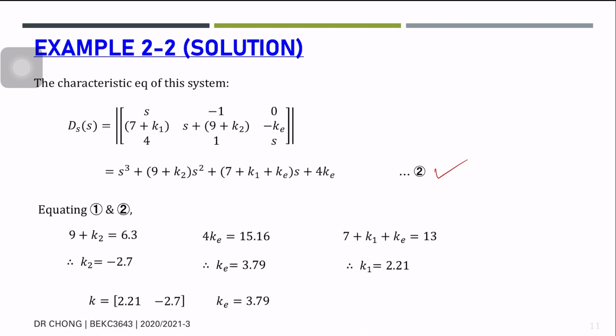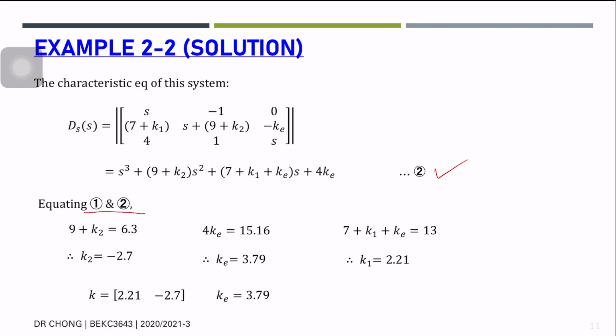Then you compare equation 1 from step 1 just now and this equation 2. Then you can get the values of K2, KE, K1, and so on. This is the final answer.